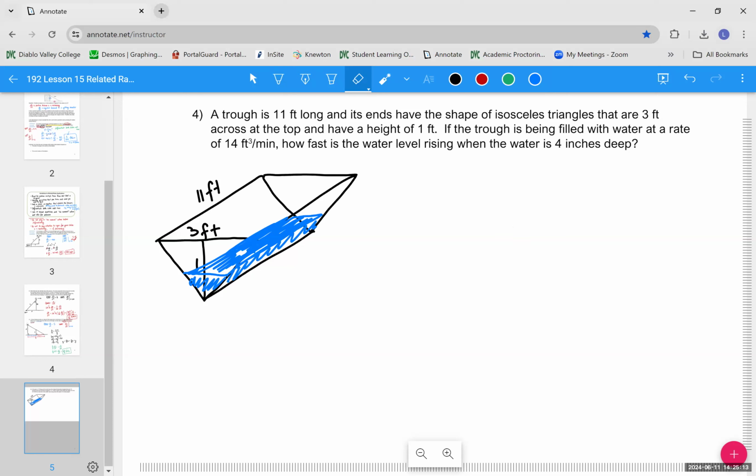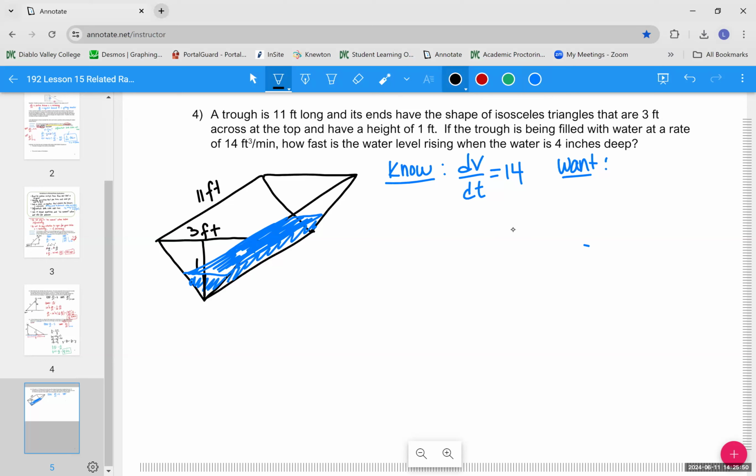So let's look at what we know. It's being filled with water at a rate of, so that appears to be dV/dt. And again, it's the volume of water. It's the volume of the trough of water that is increasing at a rate of 14. And what do we want? We want to know how fast the water level is rising.